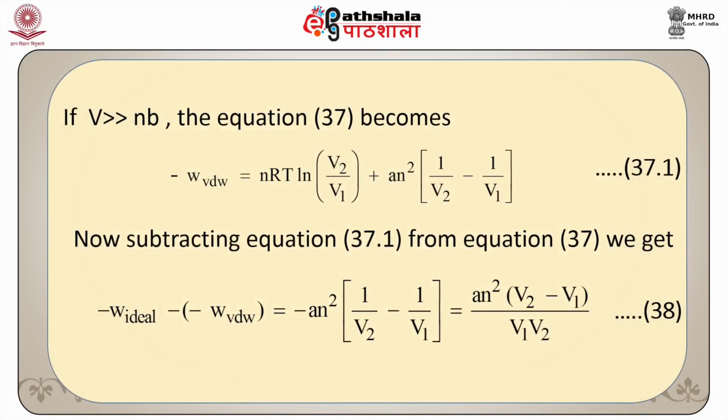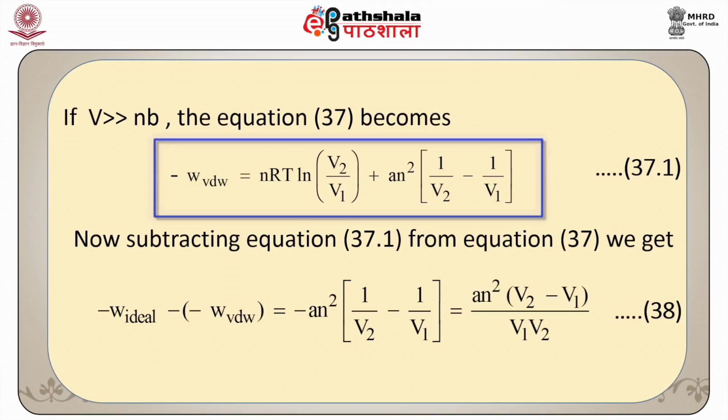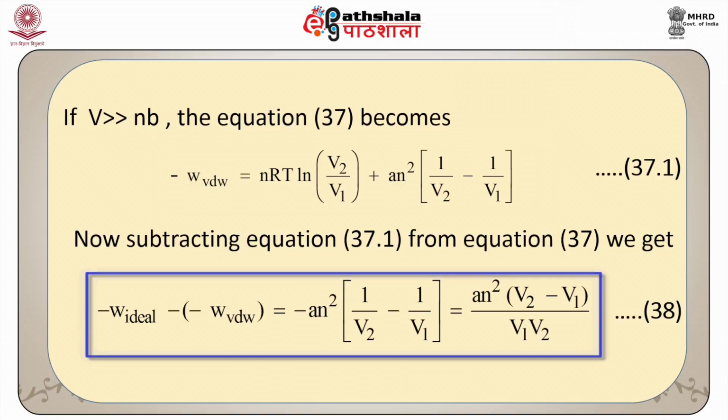If V is much greater than nb, the equation 37 will become minus W is equal to minus nRT ln V2 by V1 plus an square into (1 by V2 minus 1 by V1). Now subtracting equation 37.1 from 37, we get minus W ideal minus minus W van der Waals equal to minus an square into (1 by V2 minus 1 by V1) equal to an square (V2 minus V1) upon V1 into V2.